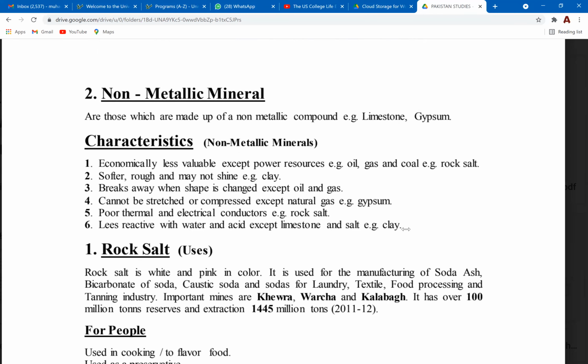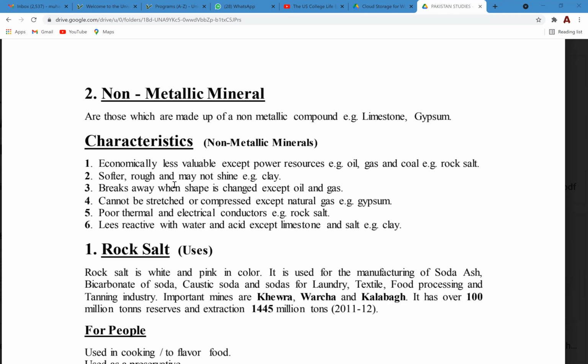For example, clay. Have you guys played with modeling clay in school anytime? Have you guys made sculptures out of modeling clay? Yes. Yeah. Did you ever try to break those sculptures or change their shape? So what happens? You never do that. Yeah, if you try to mold them, it'll definitely break away right at that instant. Why? Because this is the property of clay, because clay is a non-metallic mineral, and you immediately break it when trying to change its shape.